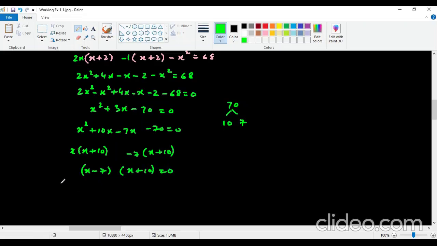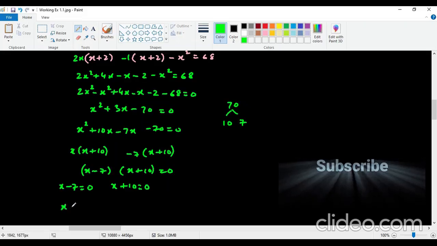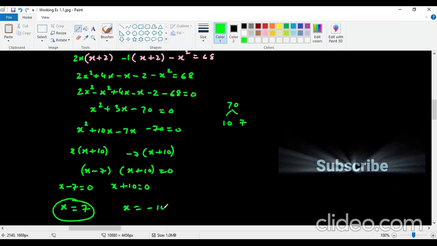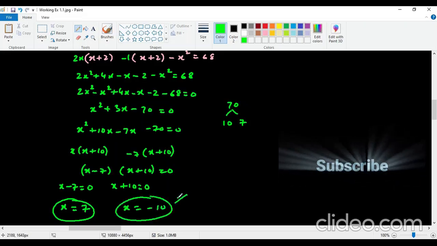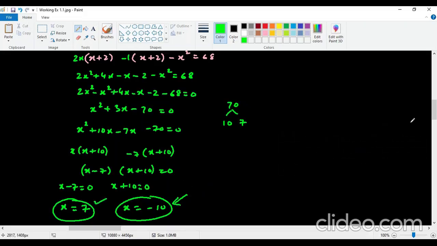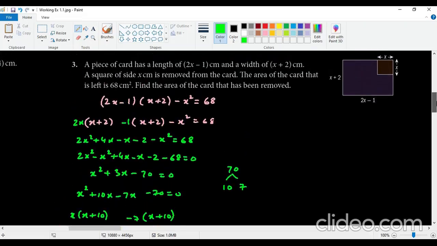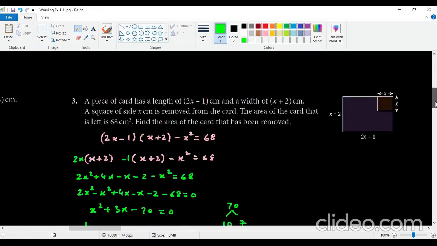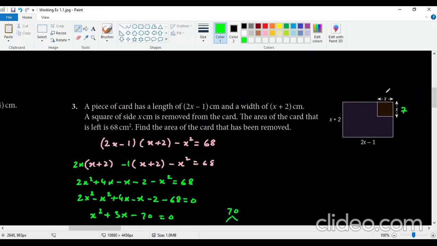That means x minus 7 equals 0, and x plus 10 also equals 0. That means x equals 7 or x equals negative 10, which is logically not possible, to have a length in negative. So 7 is the correct answer. Now what they are asking you: find the area of the card that has been removed. So what we have understood is that this length is 7. So the area is going to be 7 square, which is 49 centimeters square.